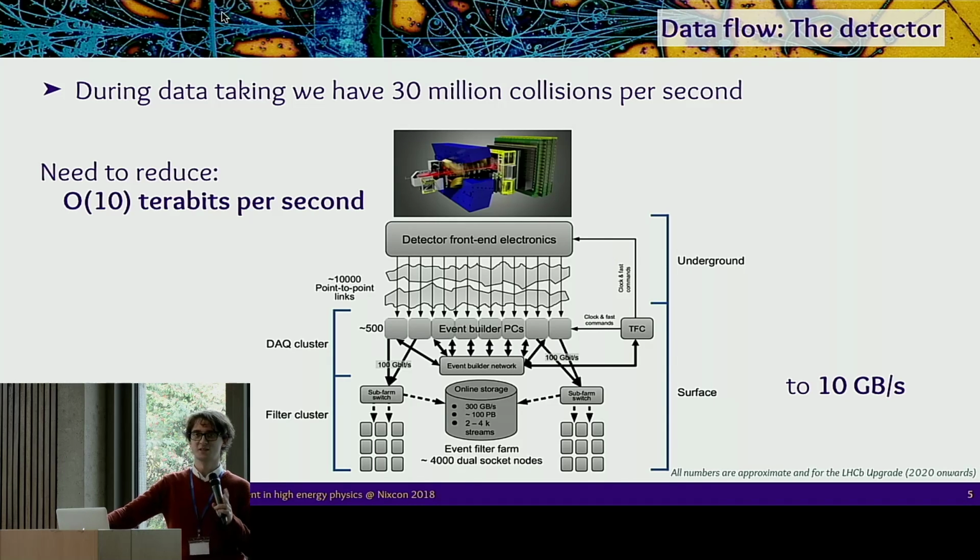So we have to come up with a system of reducing this down. For this, we have a network of a few thousand machines located near the detector, probably at the surface. Those have the job of reducing this few terabits per second down to a few gigabytes per second.